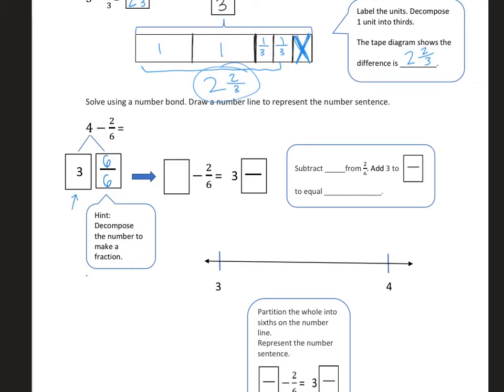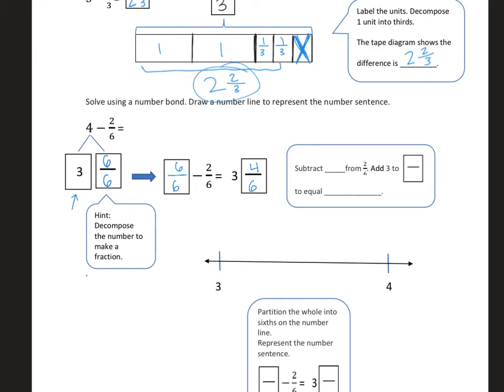So now I'm going to say, okay, 3 6/6, right? So 6/6 minus 2/6 is going to give us 4/6, and we still have that whole number 3, so the answer is 3 and 4/6, okay?